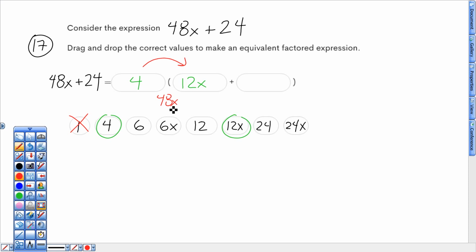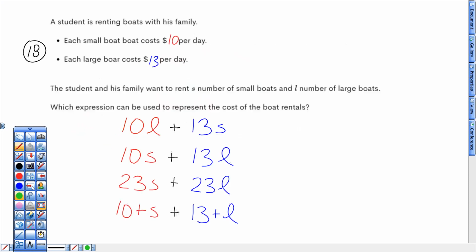Now I need to know what times this 4 gives me 24. And hopefully you're seeing that's that 6 right there. Only 6 times that 4 would give me positive 24. I need you to know that. So the 3 numbers, the 3 pieces, this 4, this 6, and then this 12x, those exactly in that exact order. Next word is 8. All right, 18. Here we go.